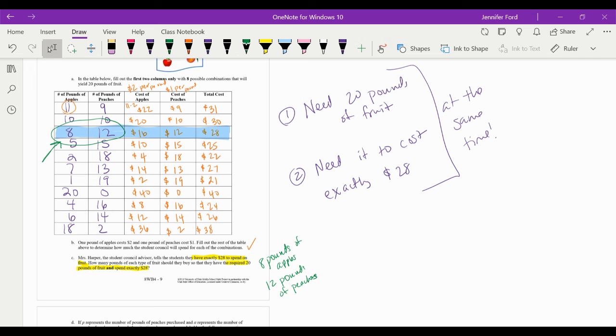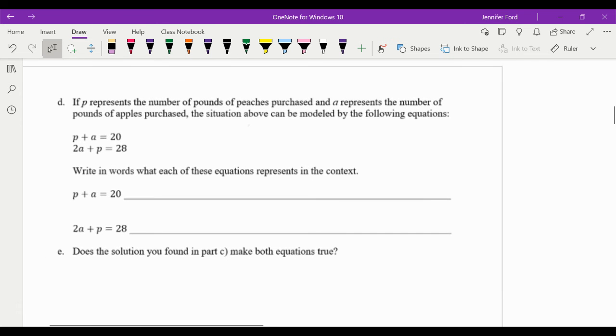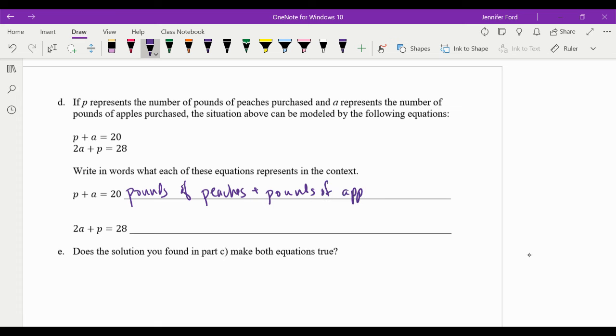Okay. All right, so let's take a look at this. Part D, if P represents the number of pounds of peaches purchased and A represents the number of pounds of apples purchased, the situation above can be modeled by the following equations. P plus A equals 20. This is the one where pounds of peaches plus pounds of apples is 20 total pounds.